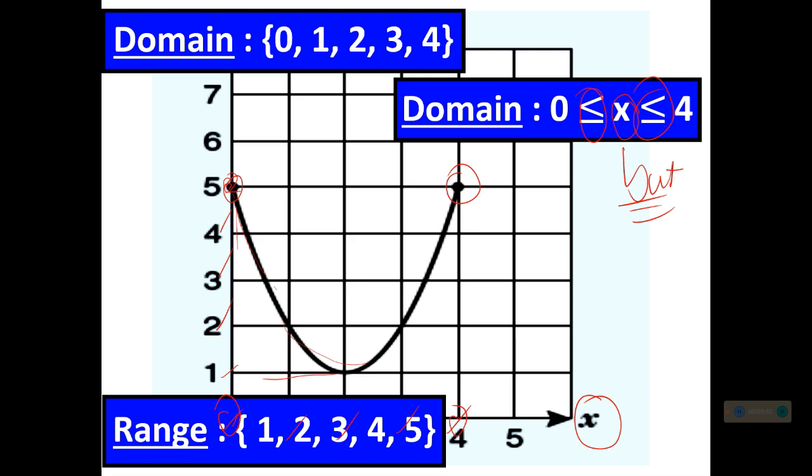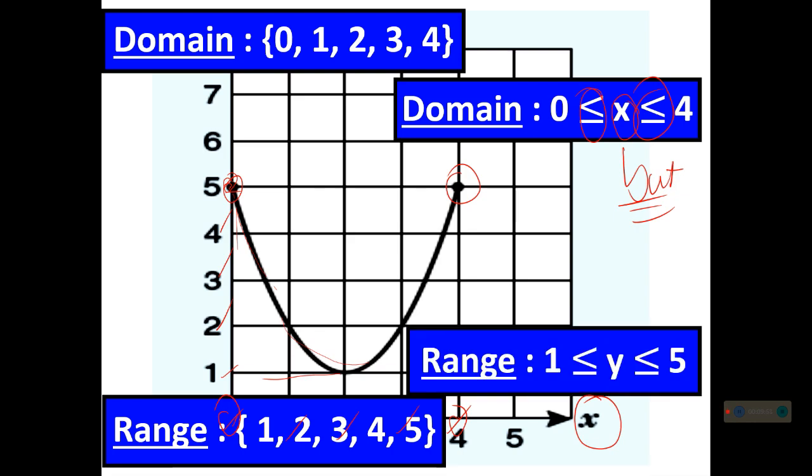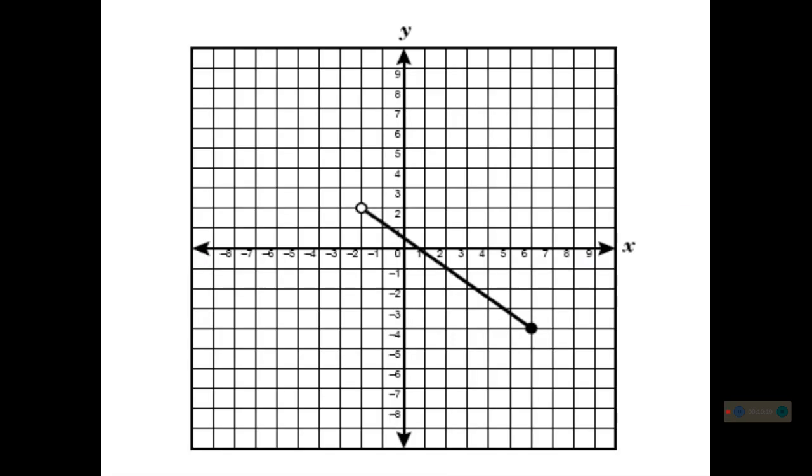And then our range can also be expressed as an inequality. Since it is 1, 2, 3, 4, 5, you may express this as y is greater than or equal to 1 but less than or equal to 5. So therefore, your range will be from 1 to 5, just like the domain from 0 to 4. Any question? So let's proceed with this one.